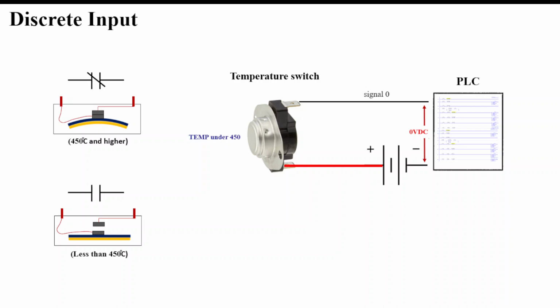Here's an example of a discrete input device. This is a temperature switch, which has a bimetallic snap disk inside it, which would then go convex if it is at 450 degrees or higher, and then make a closed connection. So, if the temperature is then raised in front of this device, the contact will close, and that will apply a signal of 1 back to the PLC terminal, which we can see here would be 24 volts.